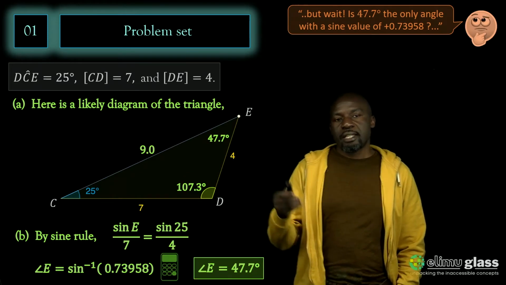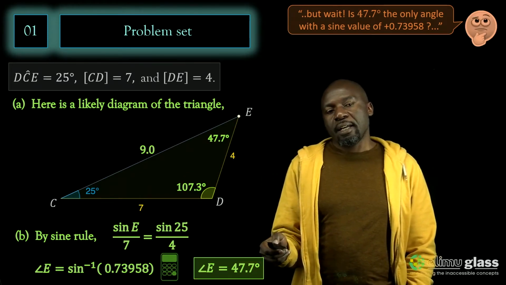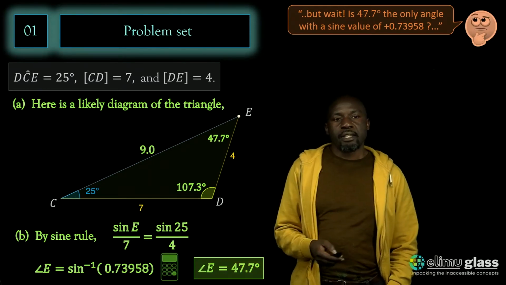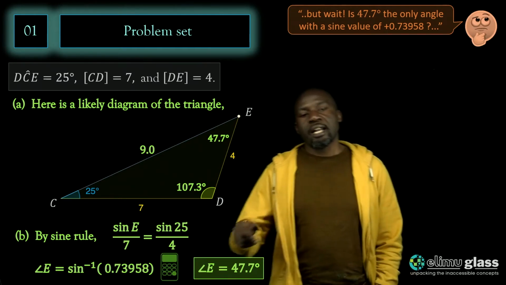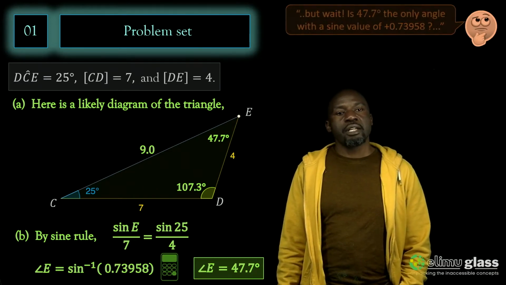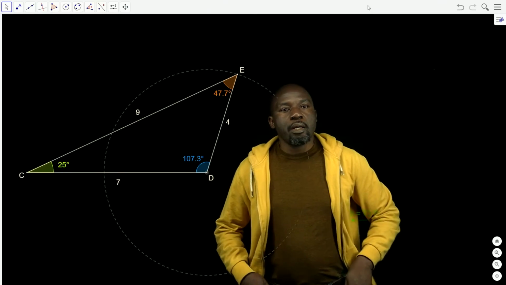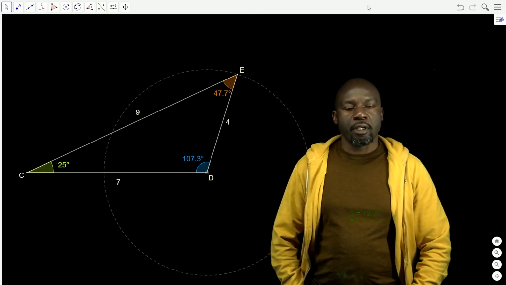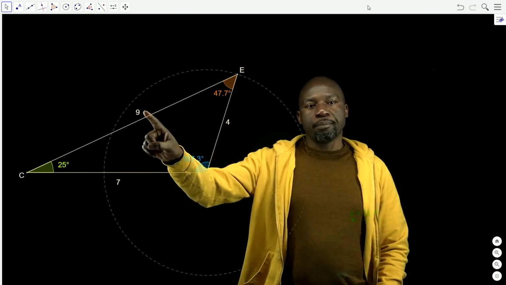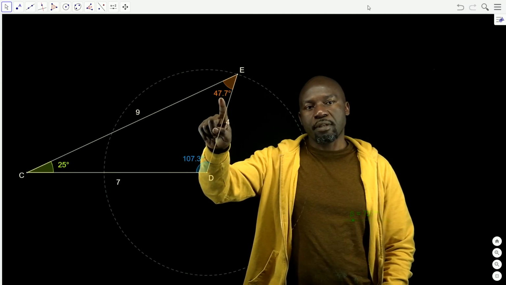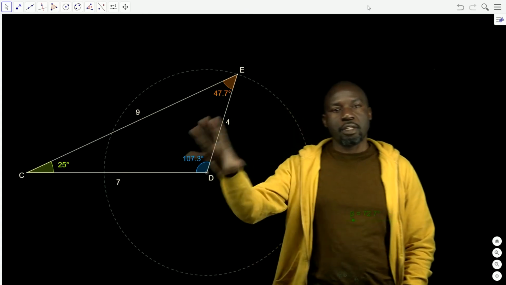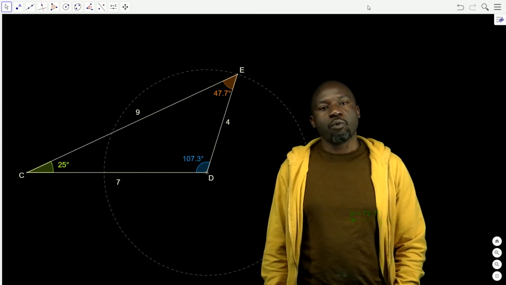So the question is, is there another angle less than 180 which is not 47.7? Do we have a second angle, lying between 0 and 180? To answer that question, we are going to look at a simulation. So here is the triangle we just looked at with the different sides, 7, 4, the angle that we got of 47.7, and the other one of 107.3.